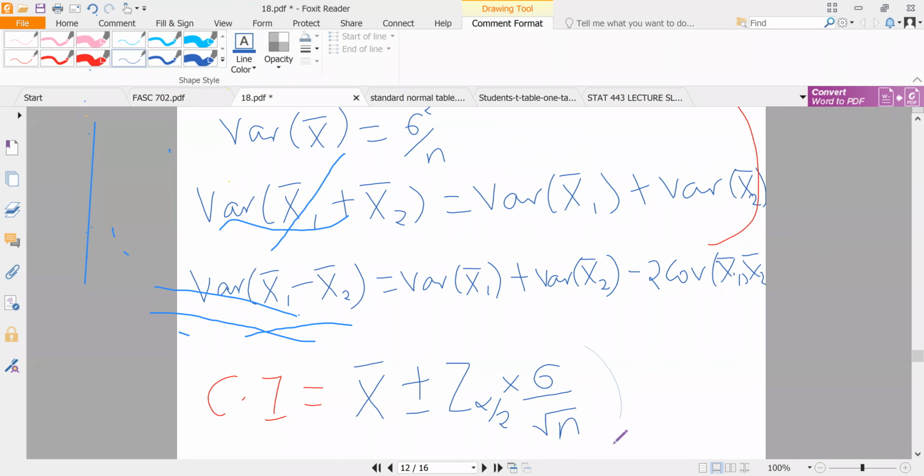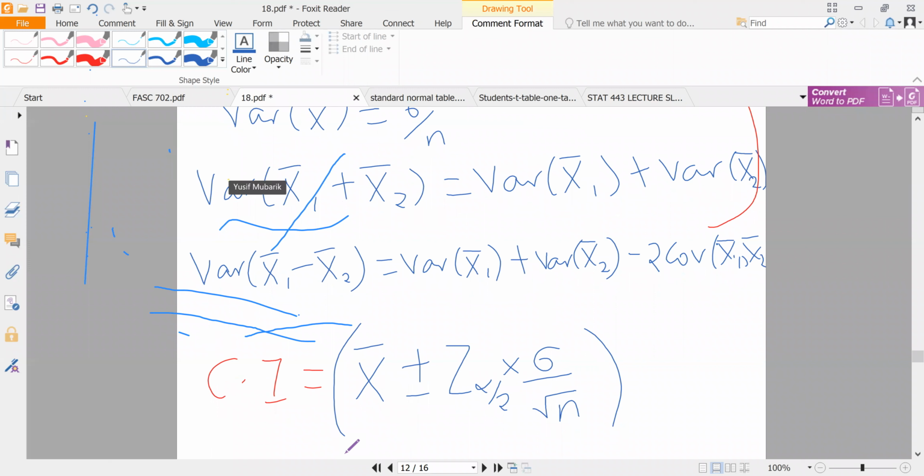Now, this is a generalization of that confidence interval. If you take X bar minus Z sigma over root n, you have the lower value. If you take X bar plus Z sigma over root n, you have the upper value.